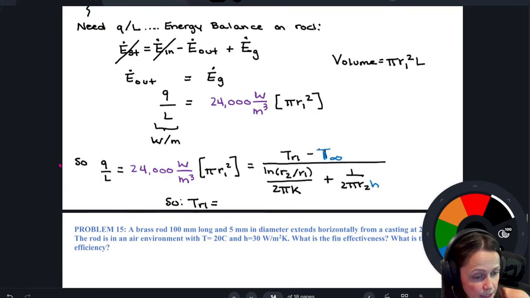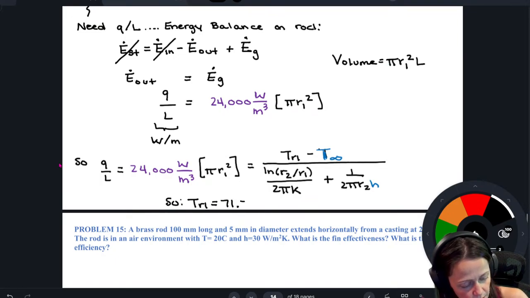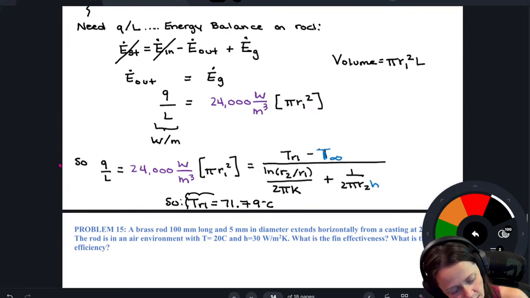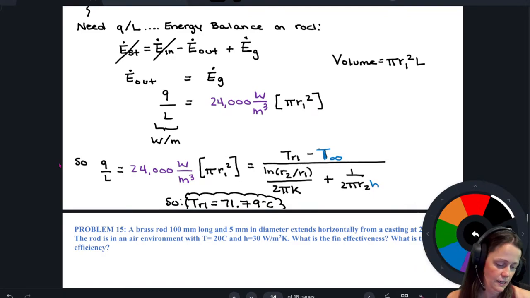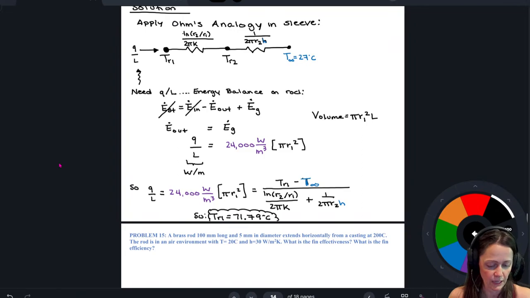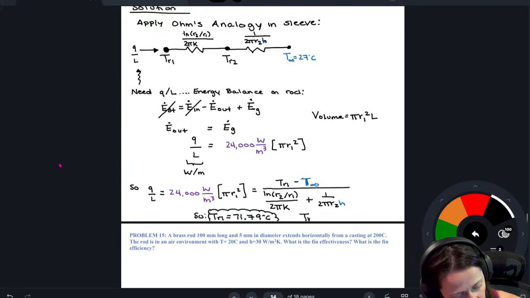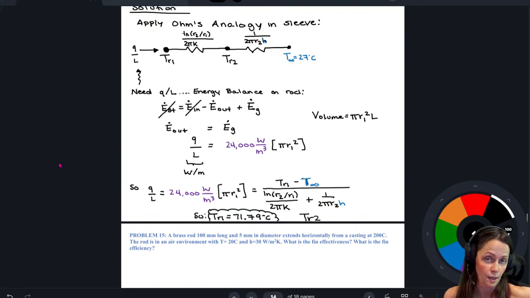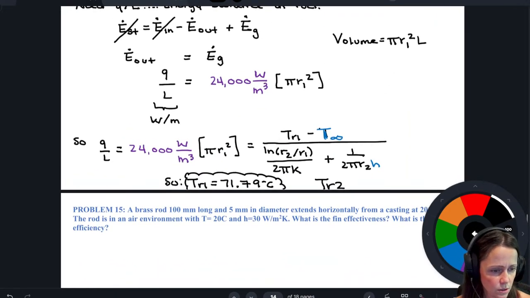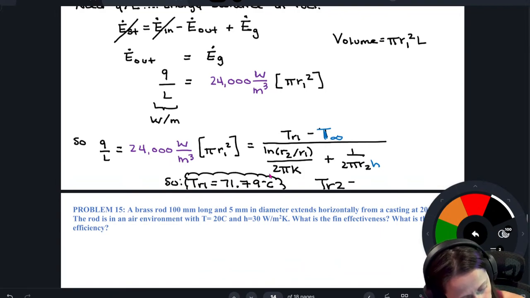So that TR1 is equal to 71.79 degrees Celsius. Okay, and we'll stop right there. It's just a matter of working down the line. I can get TR2. I'll go ahead and give you that because it's the same kind of thing. Take your Q over L, it's the same all the way through, and apply Ohm's analogy, now between TR2 and T infinity, or TR1, now that you know it, and TR2. I've got a TR2 of 51 degrees. And we'll stop there.